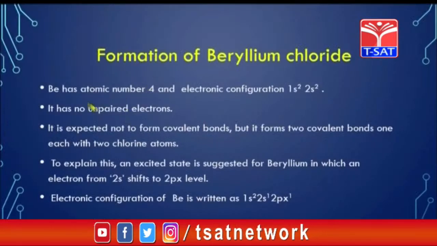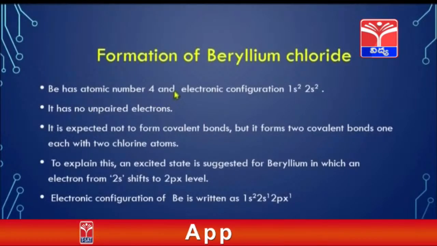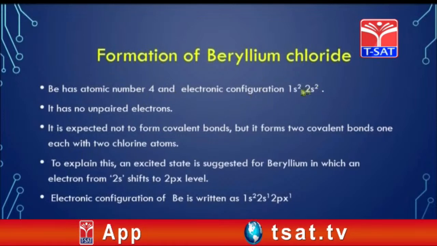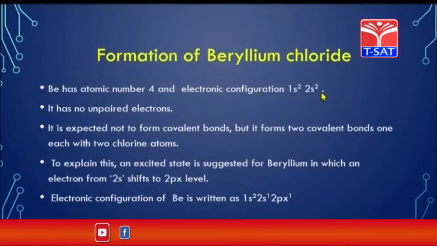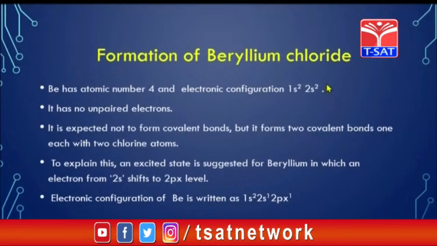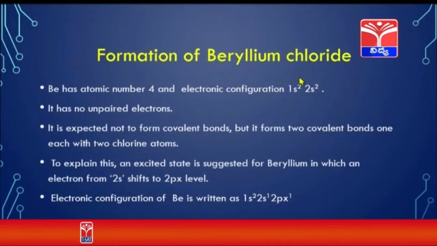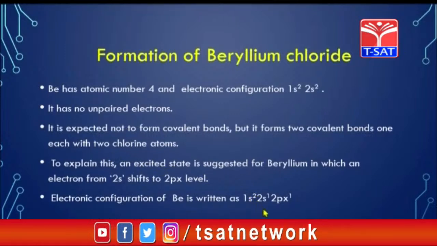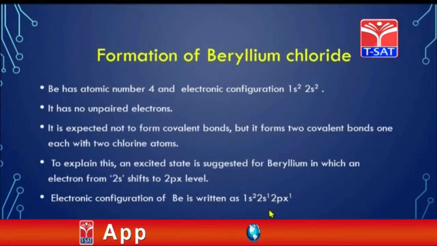Formation of beryllium chloride. What is the atomic number of beryllium, children? It is 4, and the electronic configuration of beryllium is 1s2, 2s2. Here the p orbital of beryllium does not have any electron, so it is 2p0. It does not have any unpaired electron. Then how is this beryllium chloride formed? It is expected to form a covalent bond, but it forms two covalent bonds. How? Here actually the 2s orbital and the empty 2p orbital combine with each other.